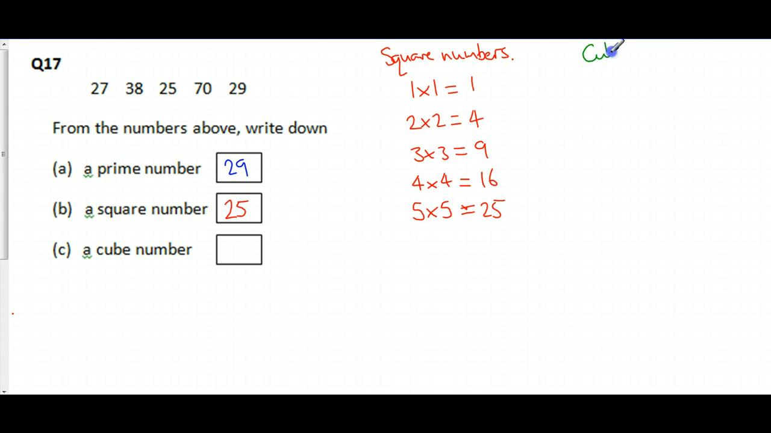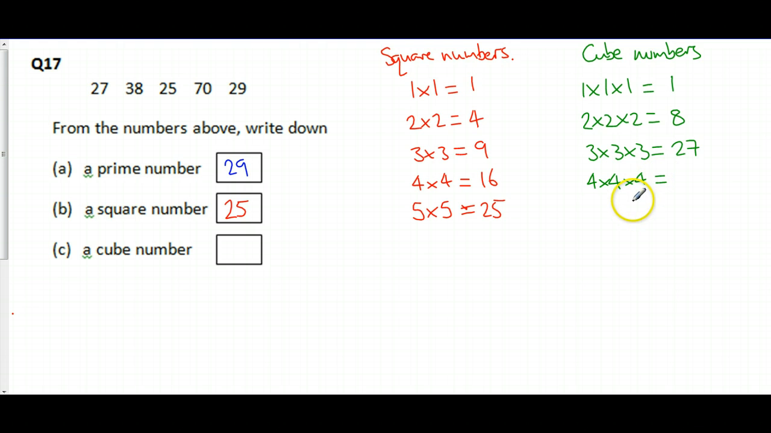If we look at cube numbers, they are very similar, except you times by itself 3 times. So it's 1 times 1 times 1, it's 1. 2 times 2 times 2. 2 times 2 is 4, 4 times 2 is 8, it's not in our list, so let's try 3 times 3 times 3. 3 times 3 is 9, times by 3 is 27, and 4 times 4 times 4. I know, I can hear you shouting, I know it's in our list. I'm just doing this calculation. 4 times 4 is 16, 16 times 4 is 64, and so on. So we can see the cube number in our list must be 3 times 3 times 3, so the answer to 3 cubed is 27.